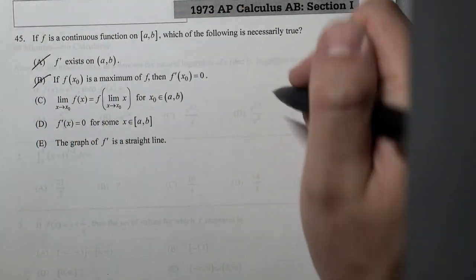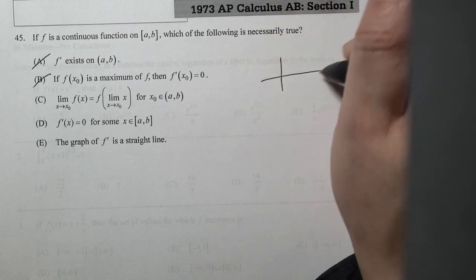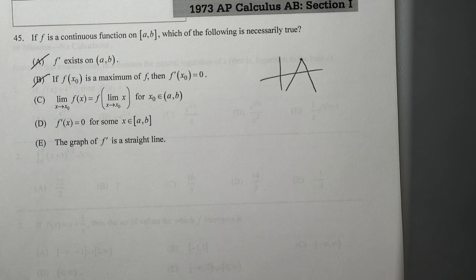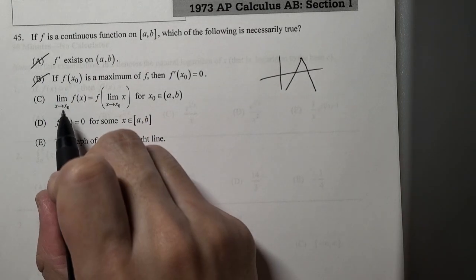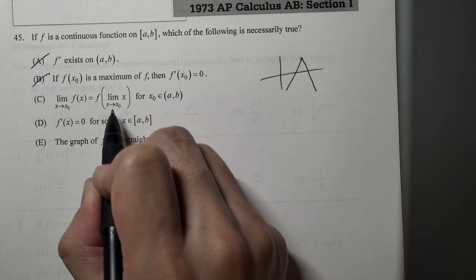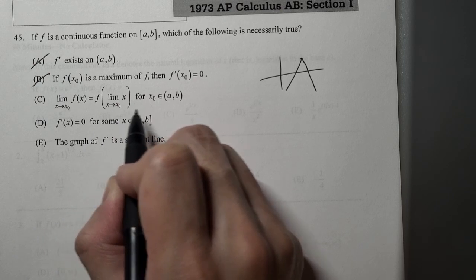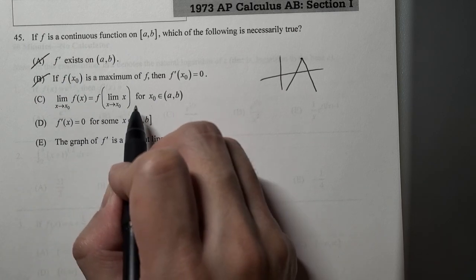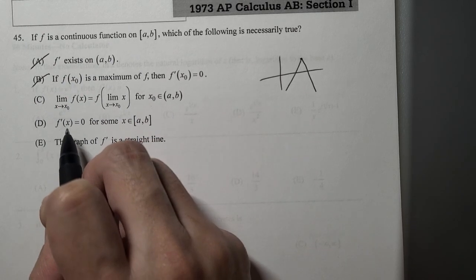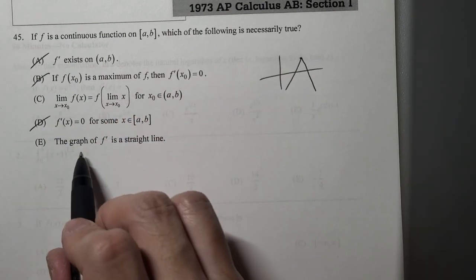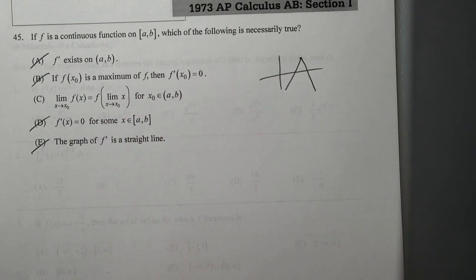And another counterexample is if this is the max, right? But again, this point is not differentiable. Limit as x goes to x0 of f of x is f of the limit as x goes to x0 of x, for x's in this interval. This looks like the definition of continuity. So let's hold off on that. F prime of x is 0 for some, again, we don't know anything about differentiability. F prime, again, we don't know anything about differentiability. So the answer is C.